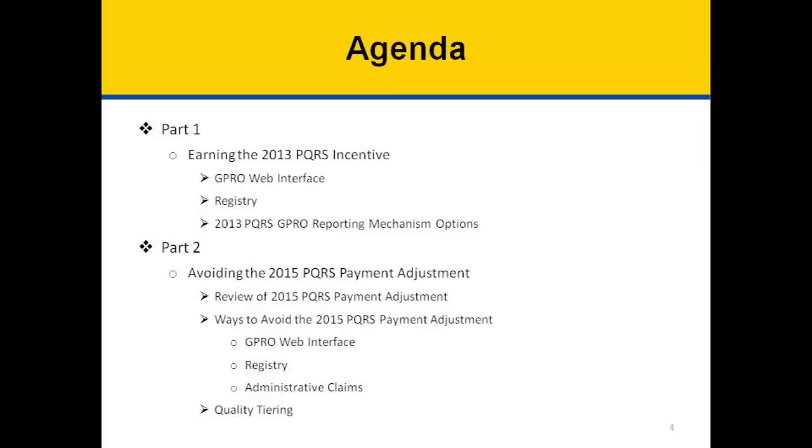In Part 1 of this presentation, we discussed earning the 2013 PQRS incentive using the GPRO Web Interface or Registry, and we discussed 2013 PQRS GPRO reporting mechanism options. In Part 2, we will discuss avoiding the 2015 PQRS Payment Adjustment. We will review the 2015 Payment Adjustment, discuss ways to avoid the 2015 Payment Adjustment using the GPRO Web Interface, Registry, or Administrative Claims reporting options, and also discuss quality tiering.